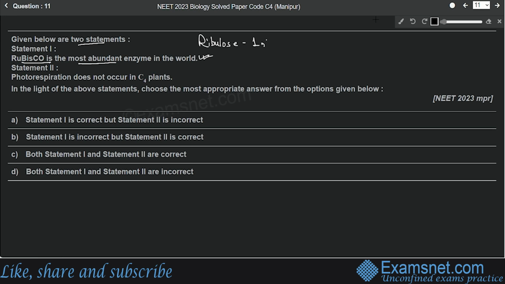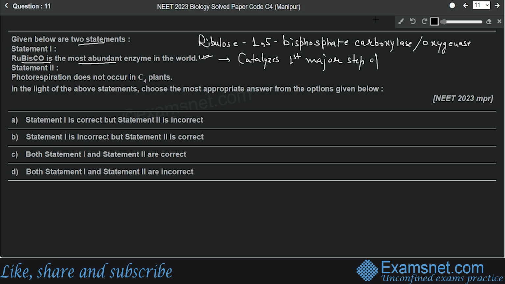1,5-bisphosphate carboxylase oxygenase. Okay, carboxylase oxygenase. And this enzyme catalyzes the first major step of carbon dioxide fixation. And it is the most abundant enzyme in the world.